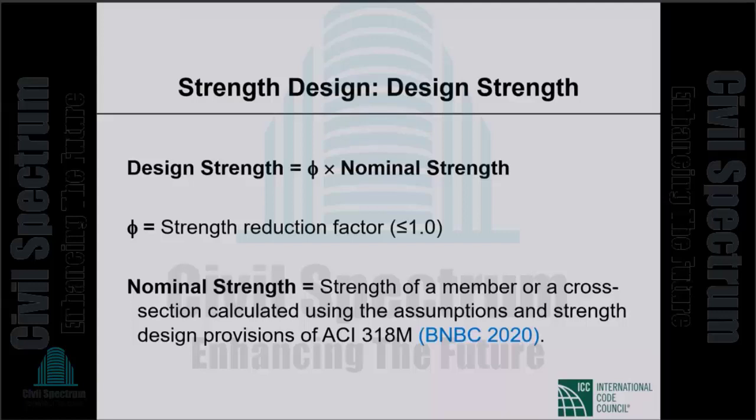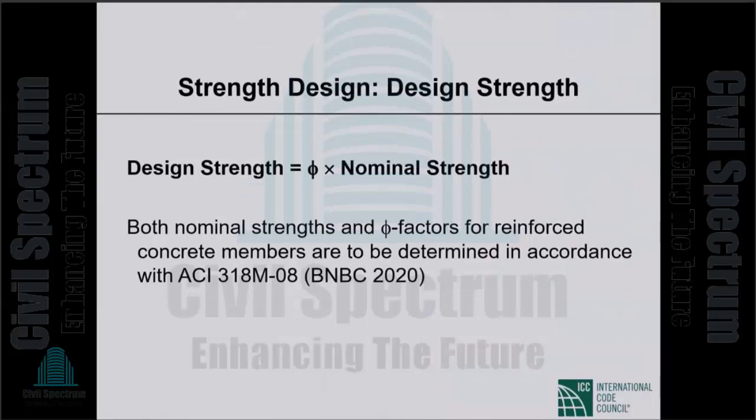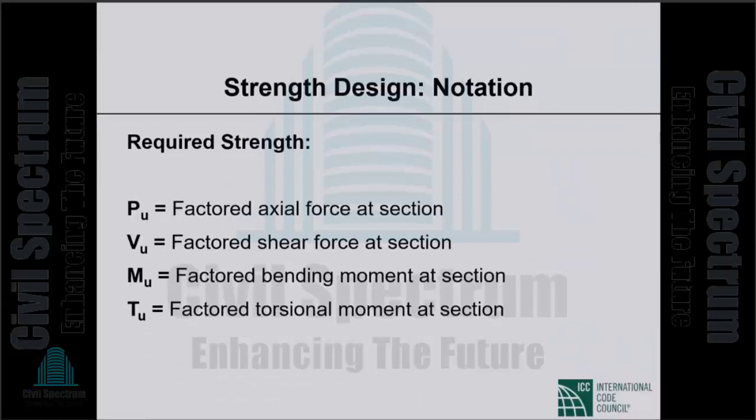The notation for nominal strength, if it is bending strength, is M sub n for nominal. Phi times M sub n would be design moment strength. Okay, so the design strength is a strength reduction factor times nominal strength. Both nominal strengths and phi factors for reinforced concrete members are to be determined in accordance with BNBC 2020 or ACI 318. So the required strength is always sub U.